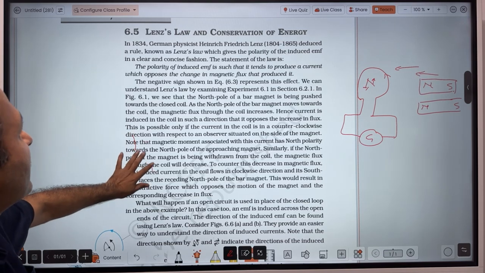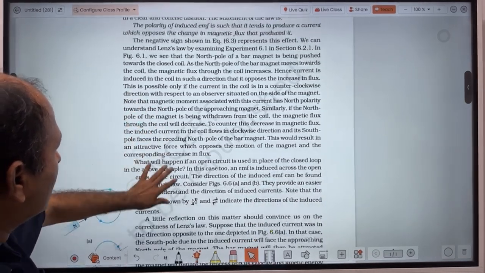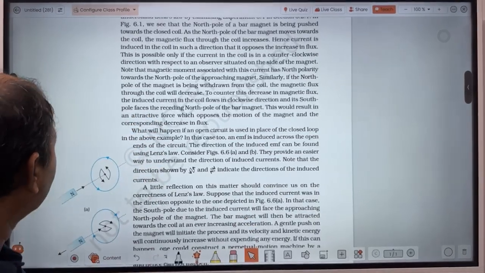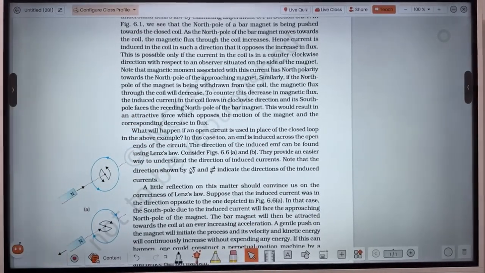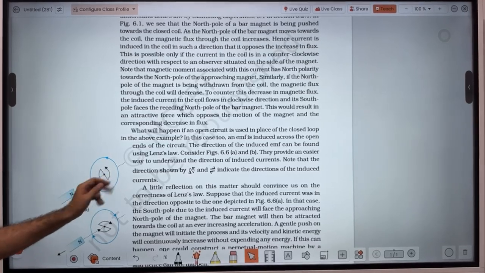And other things we have studied, the basics, you have to just go through what all is written here. North pole is being brought closer. In that case, here north polarity is developed due to the current.